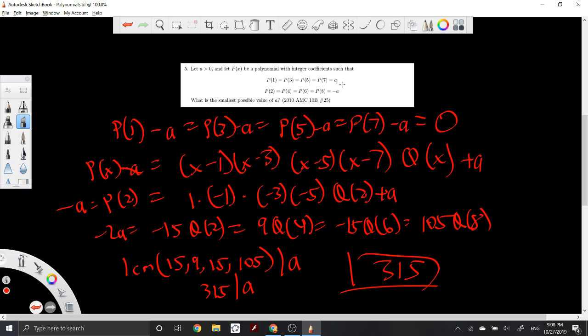So this is a very neat trick of just, if we have a bunch of values of the polynomial equal to a single thing, then we just subtract that constant and we get another polynomial that we know several roots about.